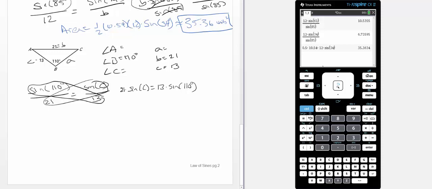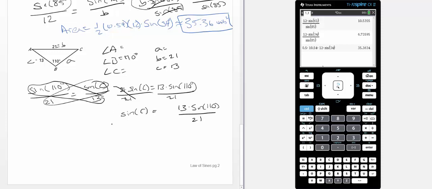I'm looking for C, so I need to get it by itself. So I need to undo this thing that's outside of this function. I need to divide by 21. So I know that the sine of whatever angle C is equal to 13 times the sine of 110 degrees over 21. This is some decimal, and if you divide it in the calculator, you get some decimal out. Moreover, we need to figure out what angle C is, so we need to undo the sine. We need to get C out of this sine function.